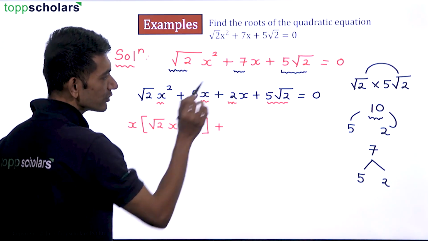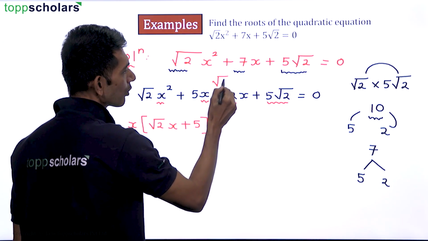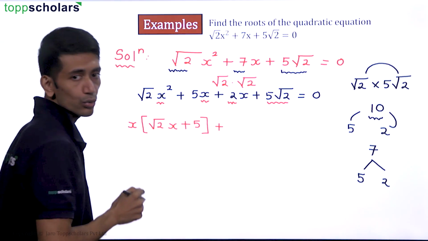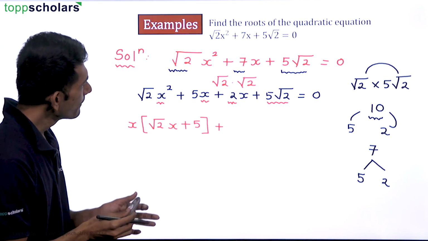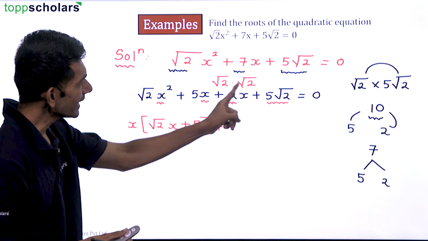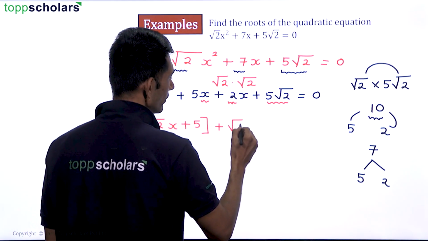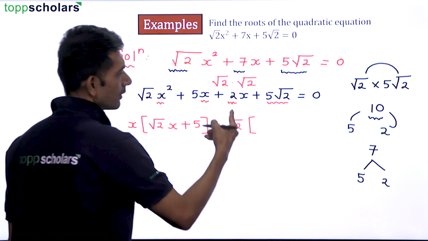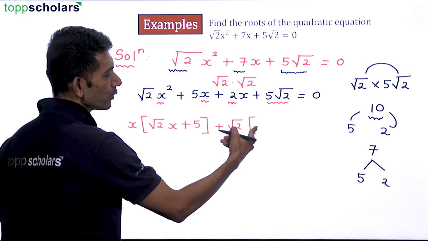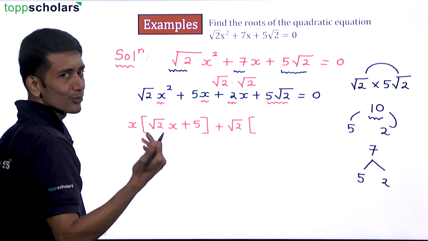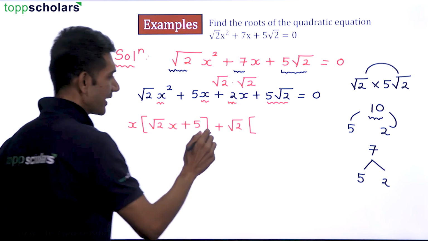Plus, here I have 2, here I have 5 root 2. So can I write down this 2 as root 2 into root 2? Because root 2 into root 2 is 2. Can I take root 2 common? Yes, I can do that. So if I take root 2 common, I get 1 root 2 will be left here. In fact, copy this bracket as it is. No need to worry. Just copy it as it is, right?